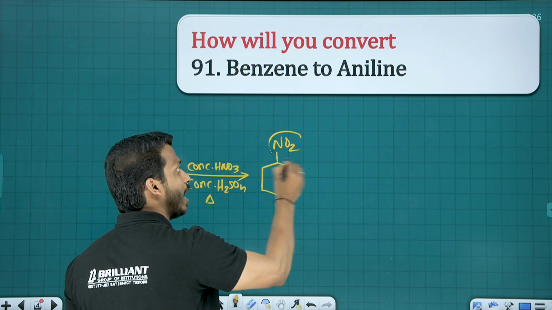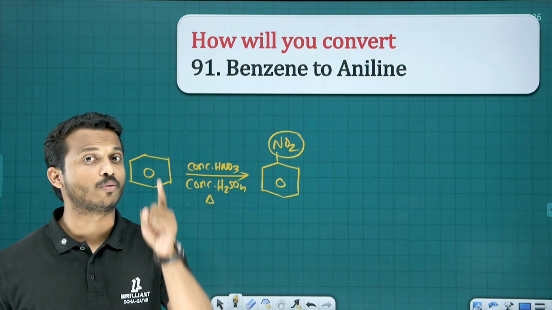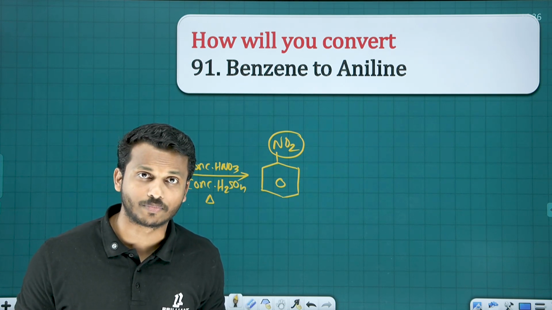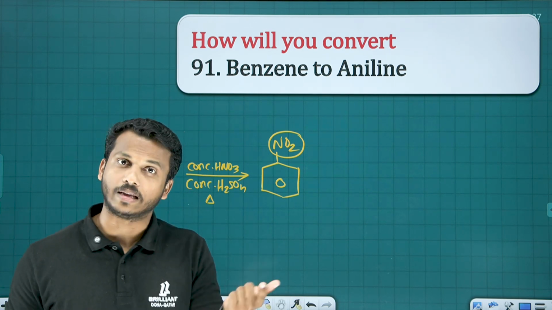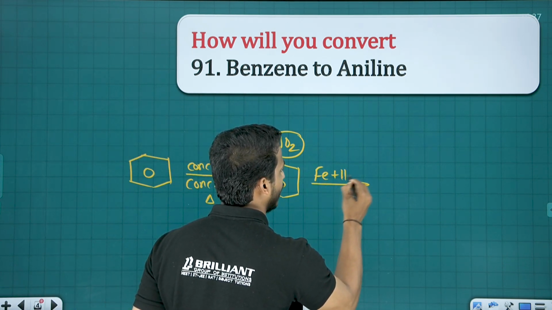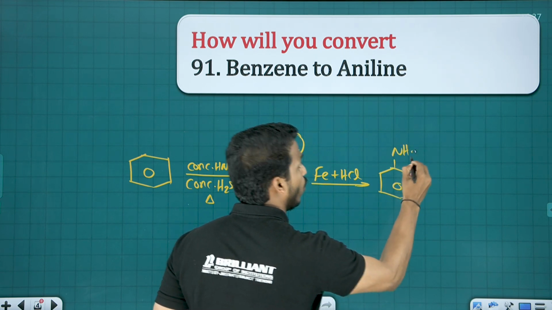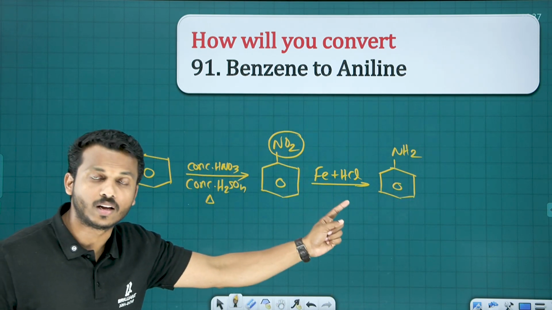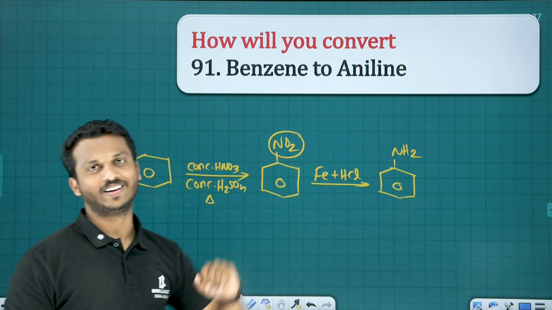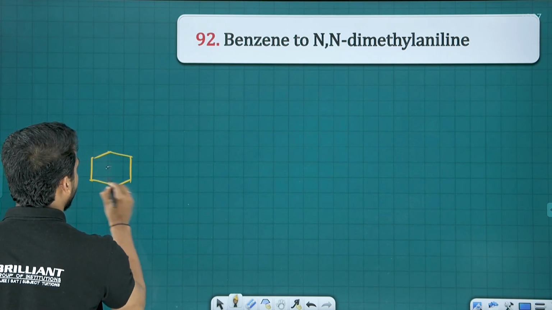Nitrobenzene, how to convert the nitro group into amine? What is the reagent we are using? We have many reagents: hydrogen with palladium, iron with HCl, tin with HCl. Let me use any one of them. Fe with HCl, the nitro group gets converted into aniline. So if you want to convert benzene into aniline, first do nitration, then reduce the nitro group, and you get aniline.